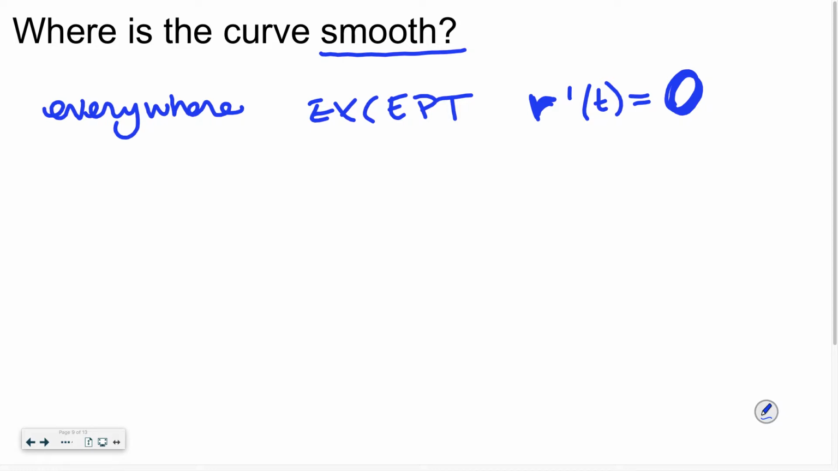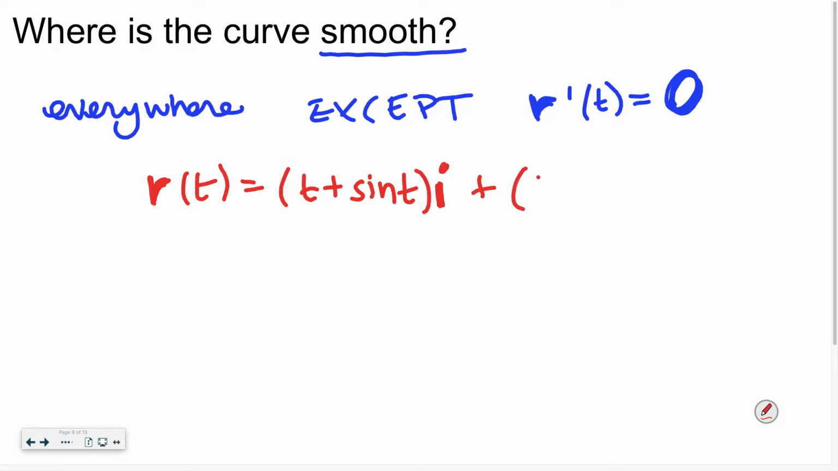Okay. For example, here I have the vector valued function: the quantity t plus sine of t, i, plus the quantity 1 minus cosine of t, j. Why did you say that? Because it's going to have zero at the same time somewhere. You think so? I think so.